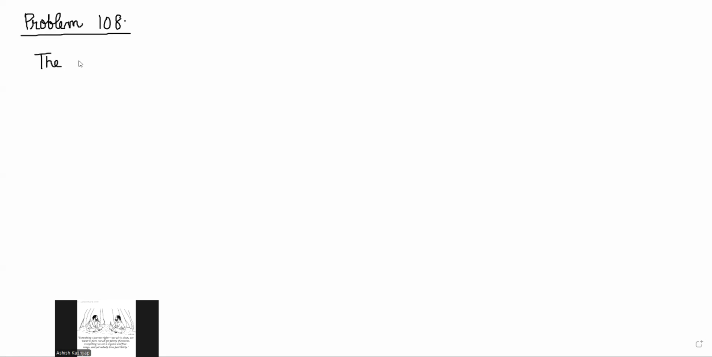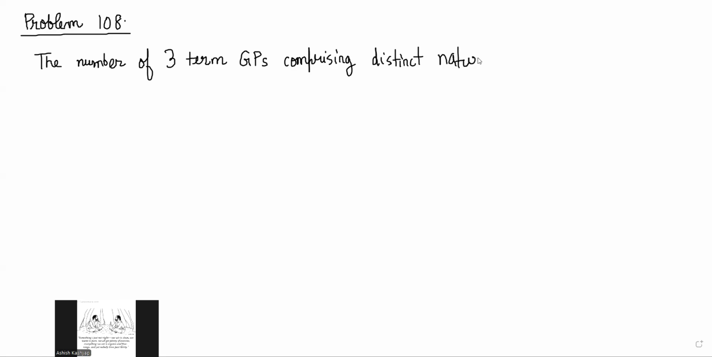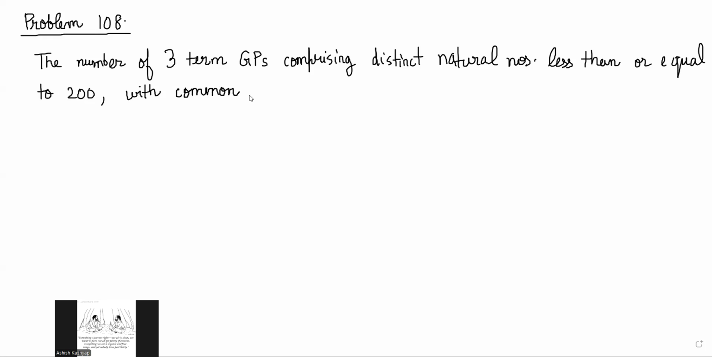And this says the number of three-term geometric progressions comprising distinct natural numbers less than or equal to 200 with common ratio as a natural number.